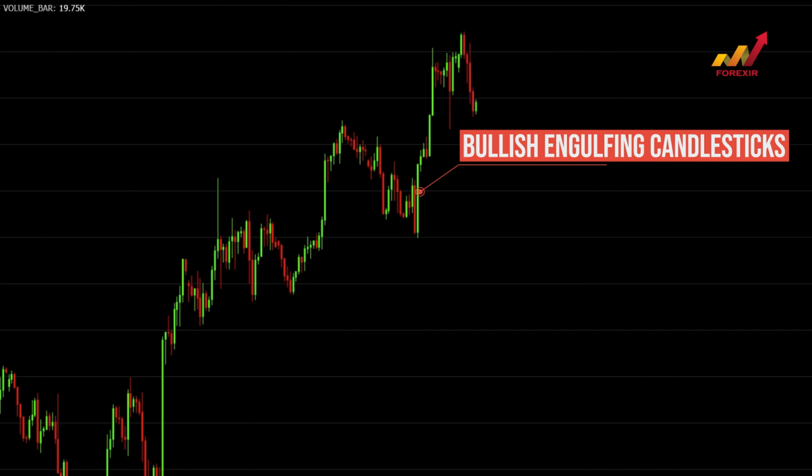Engulfing candlesticks are best used as signals to enter trades at pre-existing points where you expect the market to reverse, such as support and resistance levels or supply and demand zones. They can be traded on their own without any other confirming factors being present, but in my opinion they don't tend to work out as well as pin bars do.